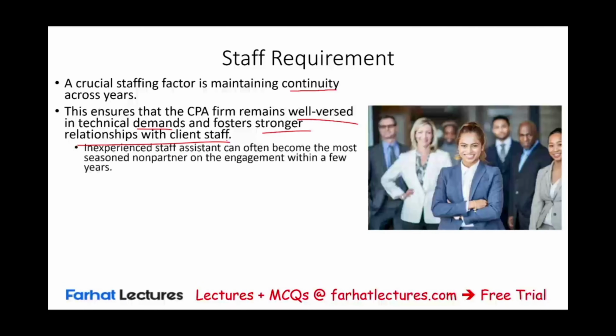And what happened over the years, inexperienced staff assistant can often become the most seasoned non-partner on the engagement within few years. You put someone few years on that audit, they will become expert. And this is where you get your promotion. So what I want to tell you is this. If you get assigned to an engagement, even though you may not like it, embrace it. Why? Because the more you learn, the more your firm would rely on you.